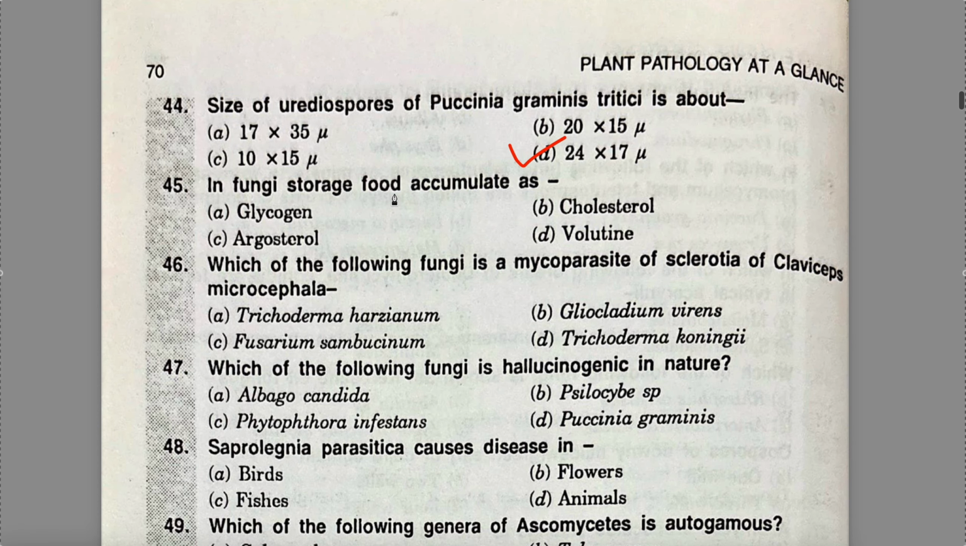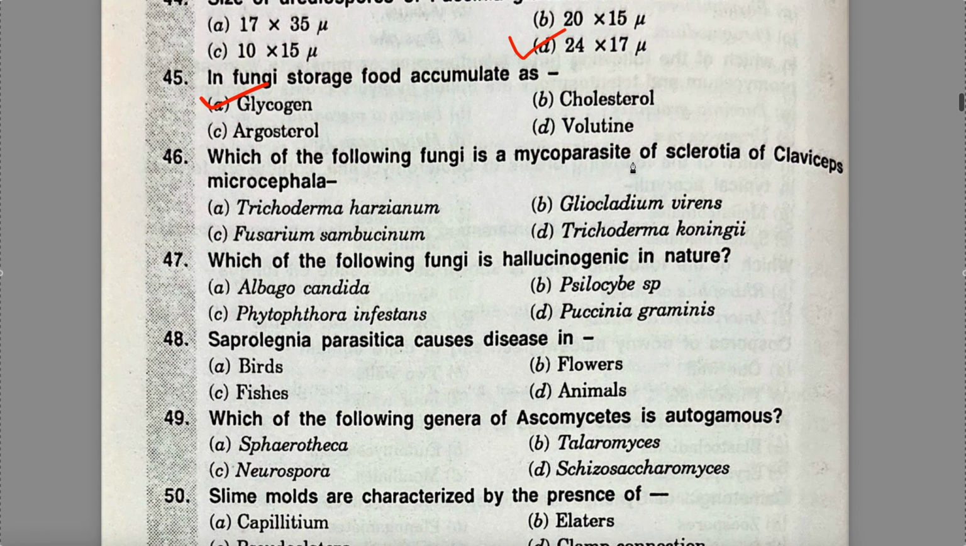45. In fungi, storage food accumulates as glycogen, cholesterol, ergosterol or volutin? Answer is glycogen. 46. Which of the following fungi is a mycoparasite of sclerotia of Claviceps microcephala? Options: Trichoderma harzianum, Gliocladium virens, Fusarium sambucinum, Option D, Trichoderma koningii. The answer is option C.